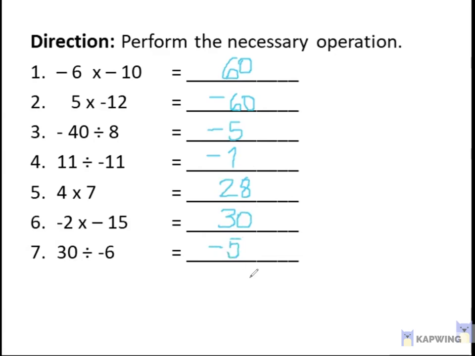Okay, so I hope you got 7 out of 7. Okay. So, that's all for today.